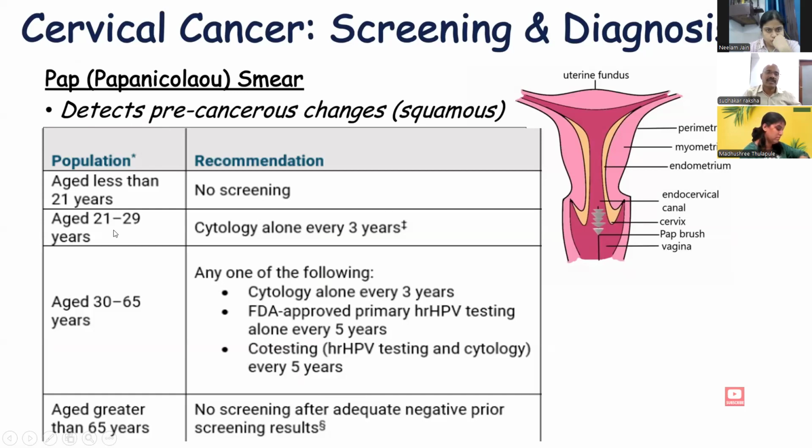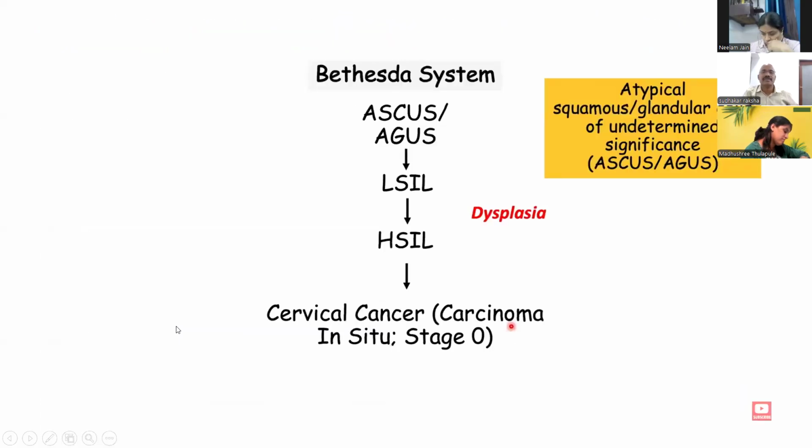So the recommendation is from 21 to 29 years, every 3 years. After 29 years to 65 years, along with the pap smear, we can go for human papilloma virus testing every 5 years. After 65 years, there is no need for screening because the peak incidence is around 45 years. That is the time when cervical cancer commonly occurs.